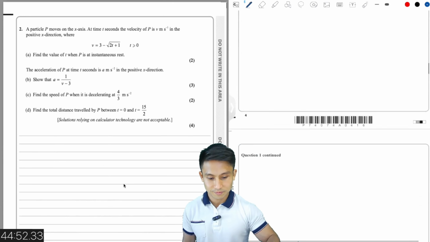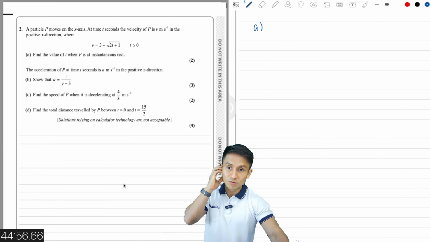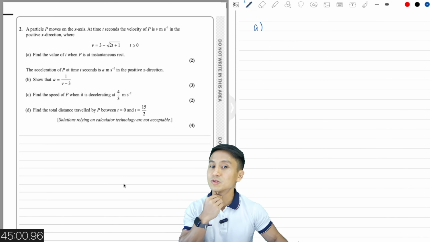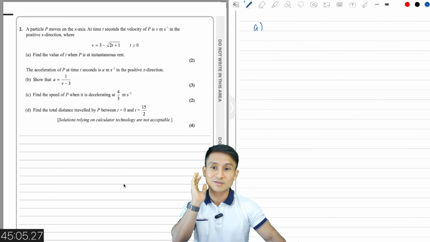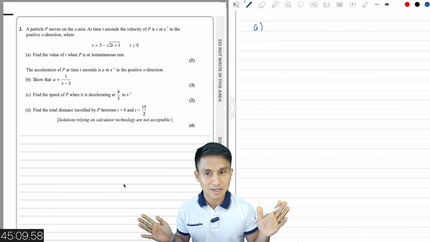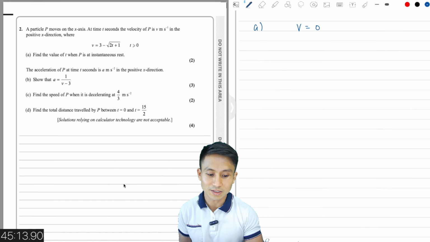Number 2. A particle P moves on the x-axis at time t seconds. The velocity of P is v meters per second in the positive x direction. Find the value of t when P is at instantaneous rest. So that is when v equals 0. Just put v equals 0, basically.